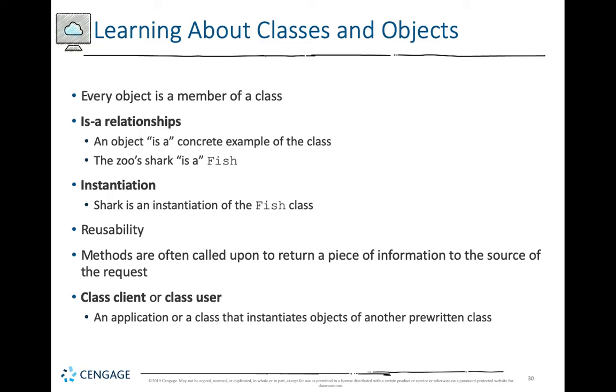So classes are really designed about reusability. I mean, that's the whole purpose of coding. You want it to be reusable. You want to be able to use it again. Otherwise, why code anyways? We'd all be back with chisels and hammering rocks trying to pass information to each other. All right, methods are often called upon to return a piece of information to the source that requests them. All right, so methods are encapsulated in these classes off of these objects, and we call upon those methods to get details about the object.